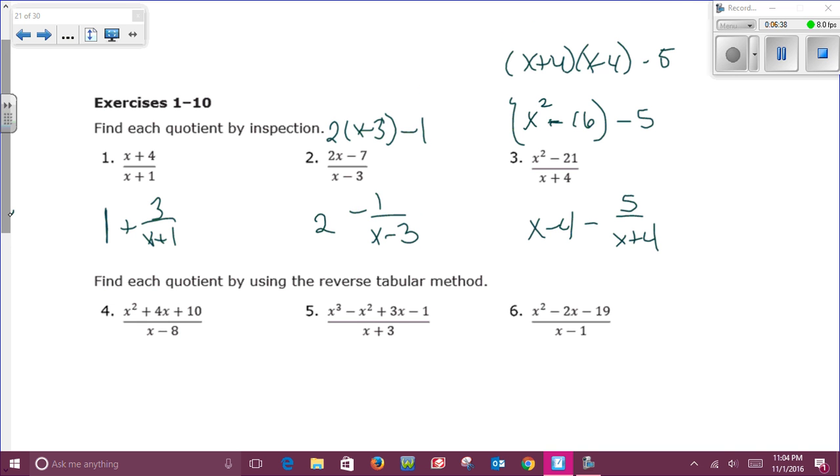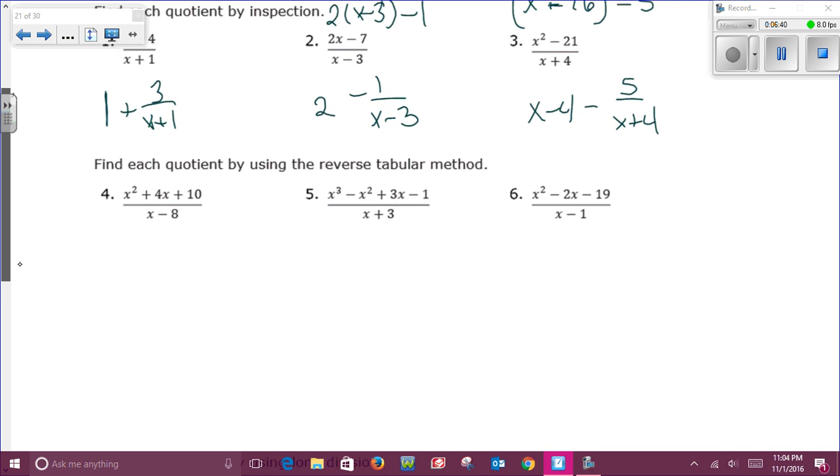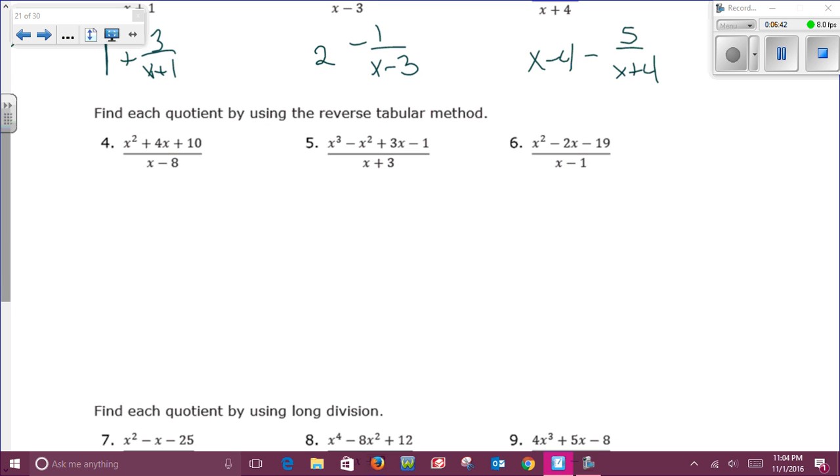Now I'm not going to ask you to do division by inspection only. Find each quotient by using the reverse tabular method. All right, so I have a 2 here and a 1 here. Subtract them, I get 1. Add 1 to it, I get 2. So I have 2 columns, and I have a 1 in the denominator. Add 1, so I have 2 rows. So this is a 2 by 2.